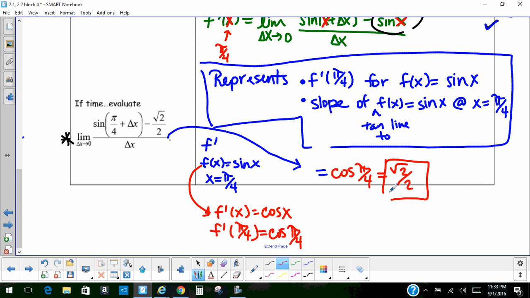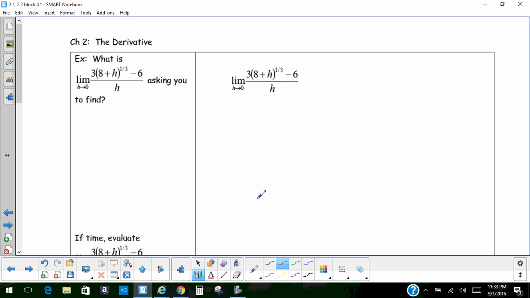So you could evaluate that limit really, really quickly, as long as you recognize that that limit is really just asking you to find a derivative. So that's where the value of these questions about what it represents comes into play.